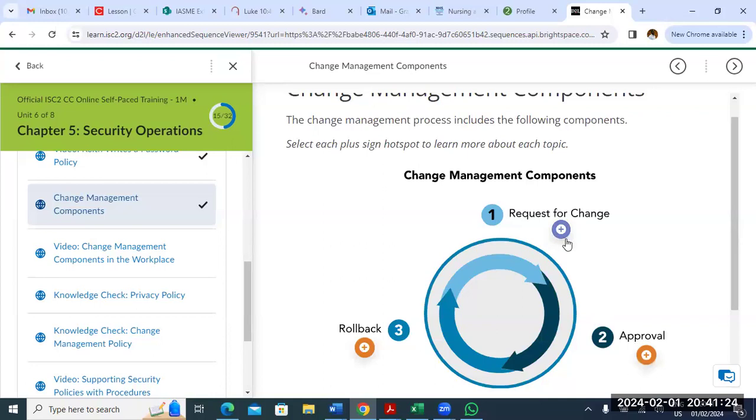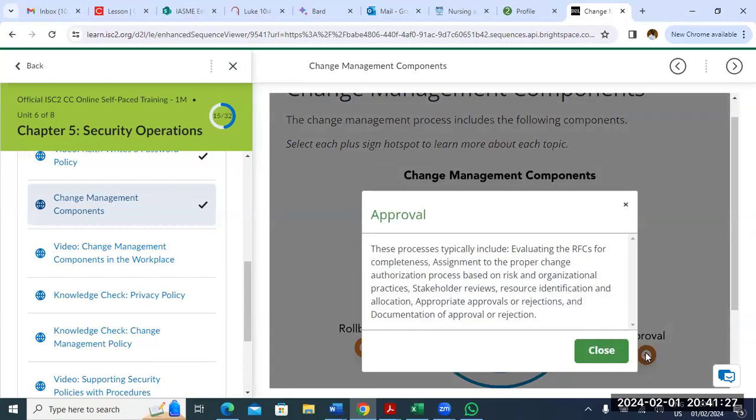Then you can see it, request for change. Approval is number 2. These processes typically include evaluating the RFC. They will look at the risk, completeness, assignment to the proper change authorization process based on risk and organizational practices, and stakeholder reviews, resource identification and allocation. Do we have the manpower that will take care of this? Do we have all that we need to actually start it and finish it? So an appropriate approval or rejection, and documentation of approval or rejection. Everything has to be captured.